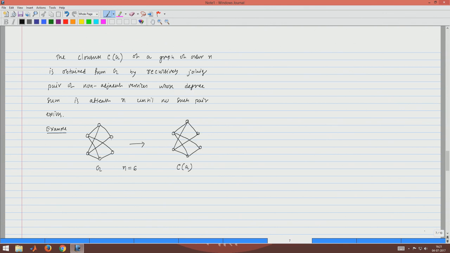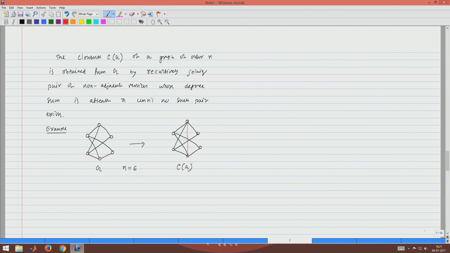Now, I look at these two vertices. These two vertices are non-adjacent, and the degree of this vertex is 2, the degree of this vertex is 2. So, the degree sum is 4. So, the degree sum is not greater than or equal to 6. So, I do not do anything here at this moment. Now, you see that for these two vertices the degree sum is equal to 6. So, I add an edge between these two vertices.